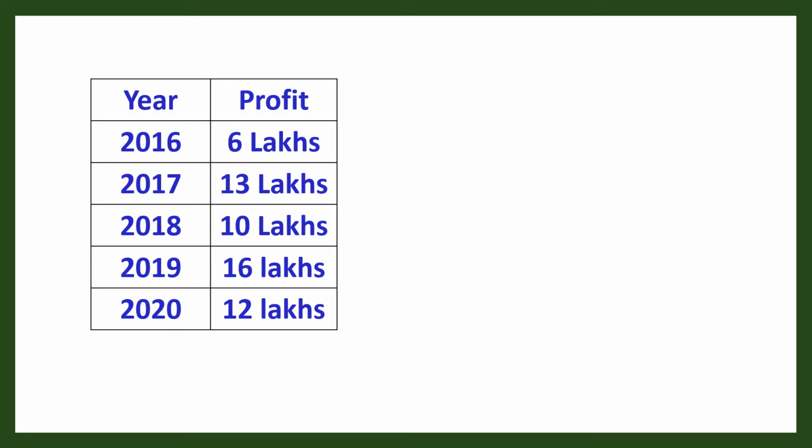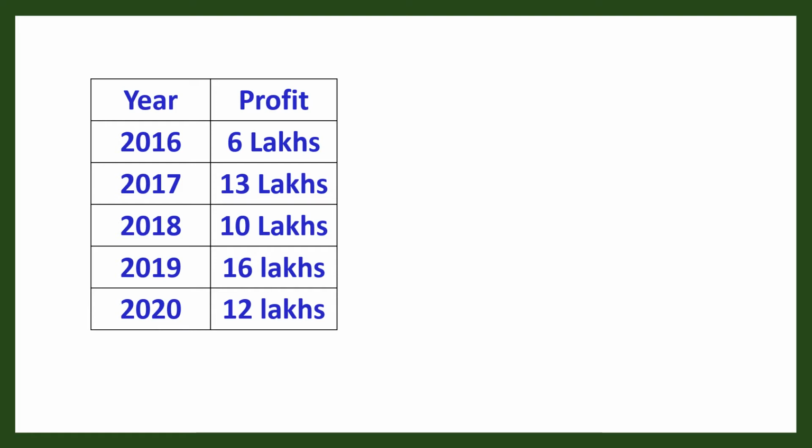Now let us take an example. Suppose the profit of a company for 5 years is in this format. That is, in 2016, the profit is 6 lakhs, in 2017, 13 lakhs, 2018, 10 lakhs, 2019, 16 lakhs, 2020, it is 12 lakhs. Now, how is the profit growing?